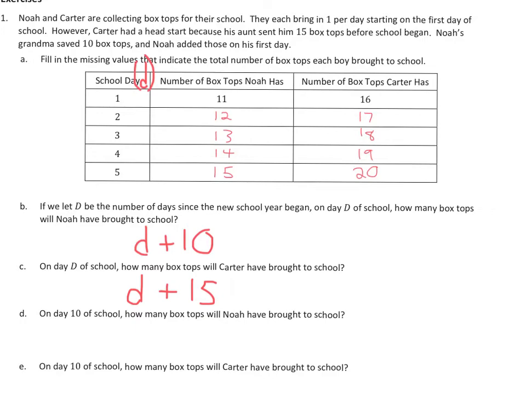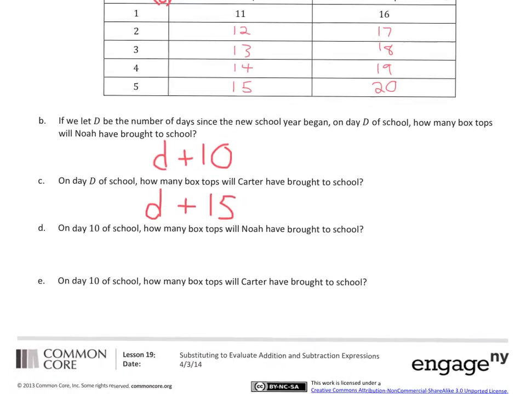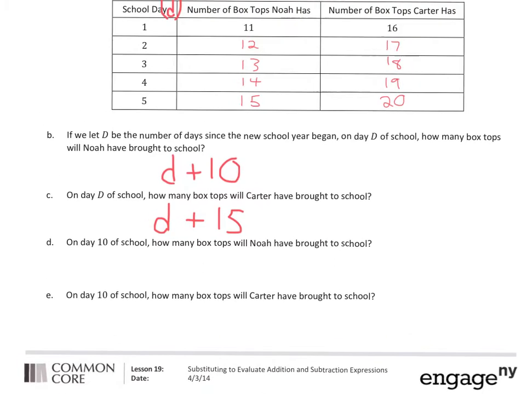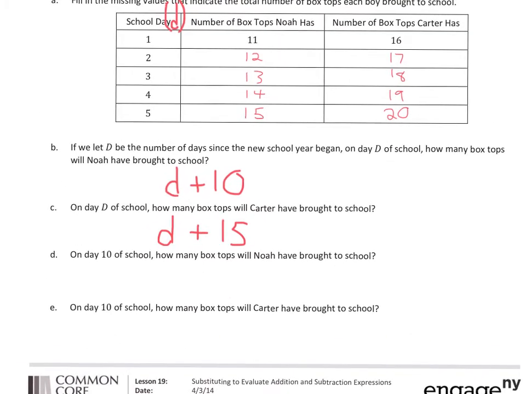So this next one says, on day 10 of school, how many box tops will Noah have brought to school? And so this is when these actual expressions become really handy, because we can solve things for, like, on day 10 without having to expand this table out or trying to figure out some unit rate between everything. We've done that before, and that can get kind of messy, especially if they're not even numbers and stuff. So we can use these nice expressions.